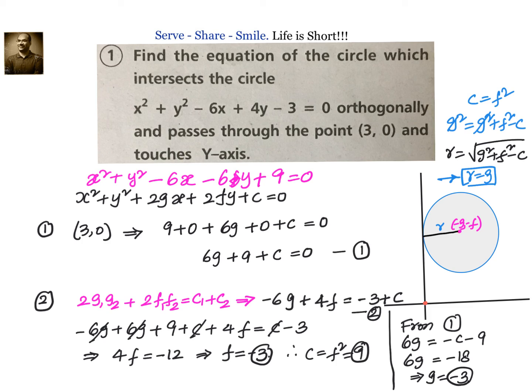So with three conditions we have to find out three variables g, f and c, because we can see in the equation we have three variables g, f and c. We have three conditions: one, orthogonally; second, passing through the point; third, touching the y-axis. Remember, whenever the circle touches the y-axis, the radius will be the x-coordinate of the center. Similarly, if a circle touches the x-axis, then the radius will be the y-coordinate of the center.